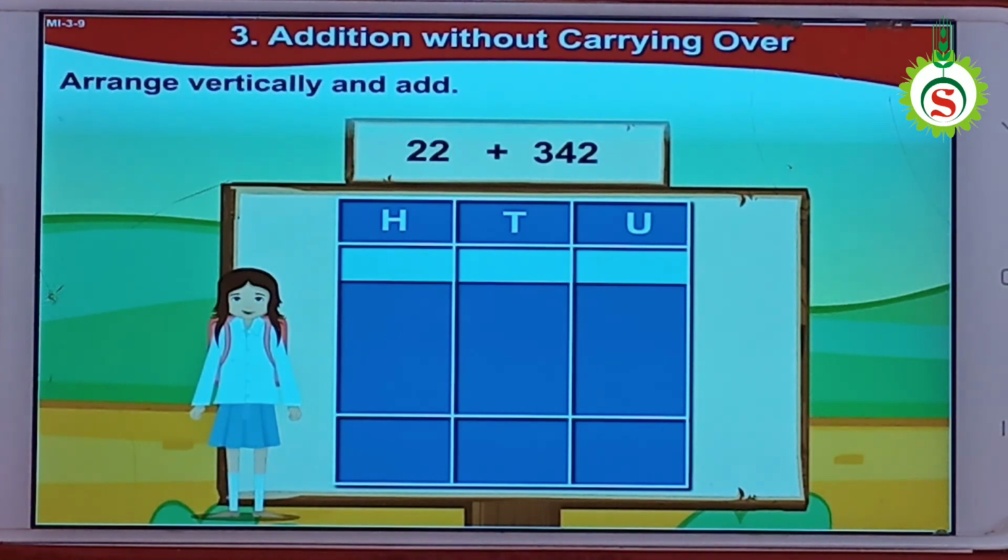Next is 22 plus 342. We'll arrange them vertically writing HTU. Now 22 would be 2 tens, 2 units plus 342 would be 300, 4 tens, 2 units. In the units column, 2 units plus 2 units is 4 units. In the tens column, 2 tens plus 4 tens is 6 tens. In the hundred column, 300. Which means the answer would be 300, 6 tens and 4 units, that is 364.